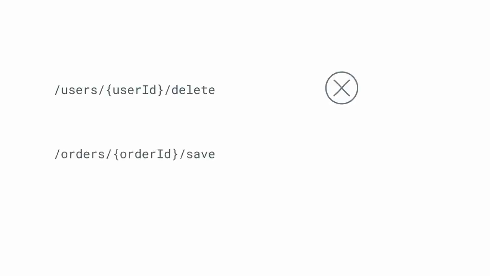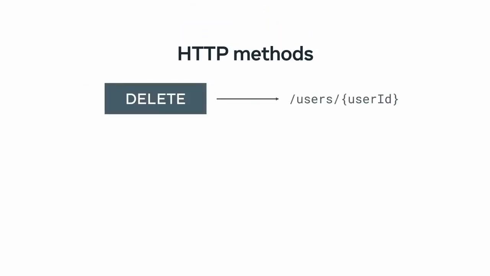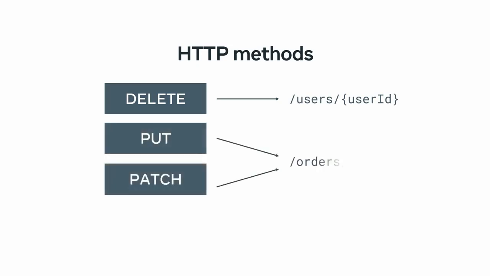That's because the resources in a REST API endpoint should always be represented with a noun and never with a verb. API endpoints such as /users/{userId}/delete or /orders/{orderId}/save are also wrong because they use HTTP requests as verbs to indicate the action the API performs. Remember, you should send an HTTP delete request to /users/{userId} to delete a user, and you should send an HTTP put or patch request to /orders/{orderId} to update the order.